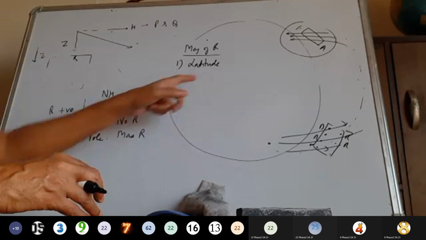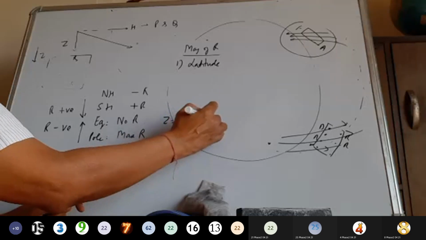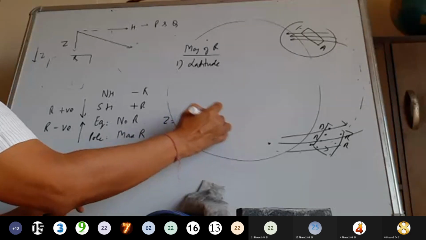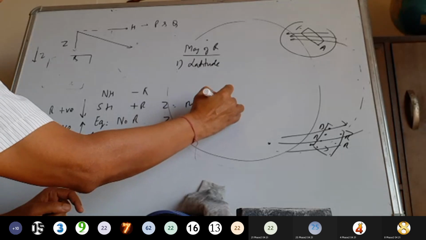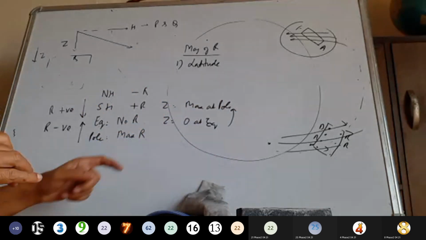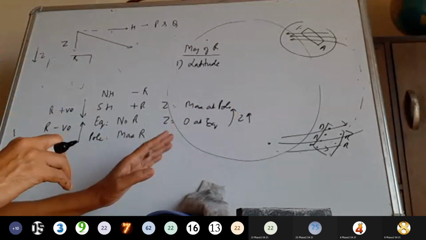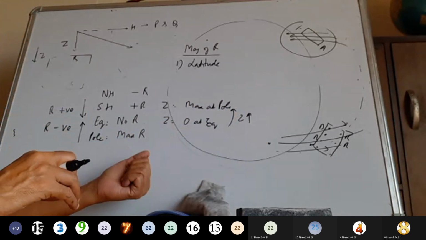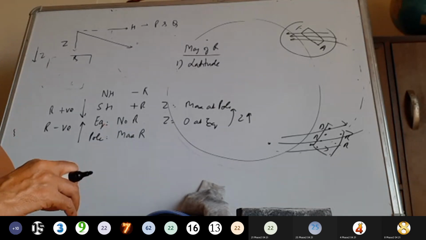Okay, so latitude means Z is 0 at the equator and Z is maximum at the poles. And when we are traveling from the equator towards the pole, the value of Z is increasing. So that means the higher the latitude in which the vessel is built, the more force R the vessel will have.